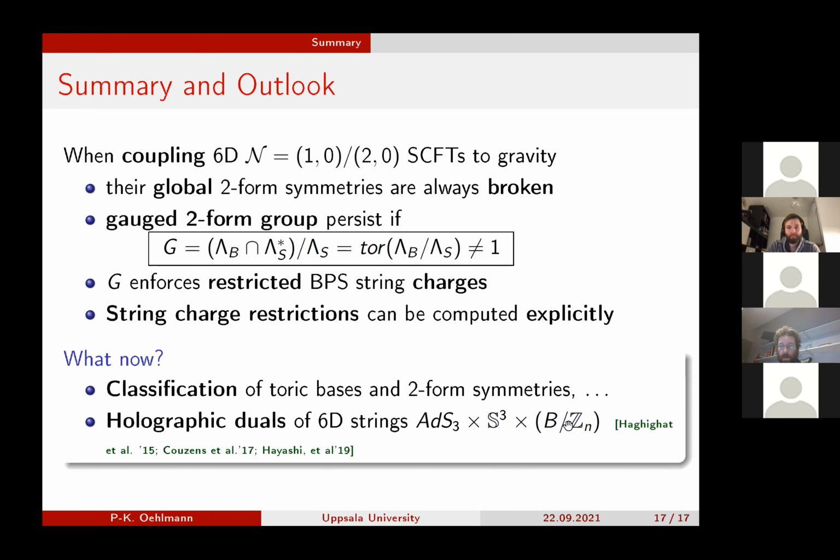And it would, of course, be very exciting to see if this two-form gauging that I was just talking about will somehow affect the holographic dual that you can look at. And yeah, I guess with that, I will conclude. Thank you very much.